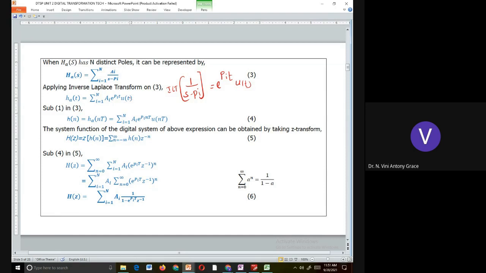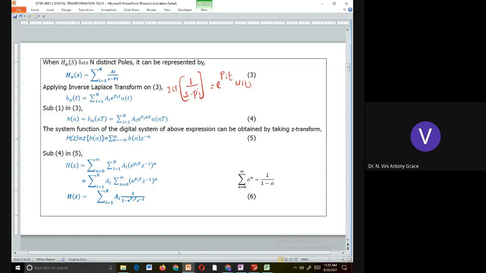Now the second step is also over. We have considered an analog transfer function, and we have found the inverse Laplace transform of it. We have done the two steps. The third step is we have to sample this HA of t at every t equal to nT seconds to obtain h of n. So wherever you have t, you have to replace it as nT to get this h of n. That is what is done in this particular step.